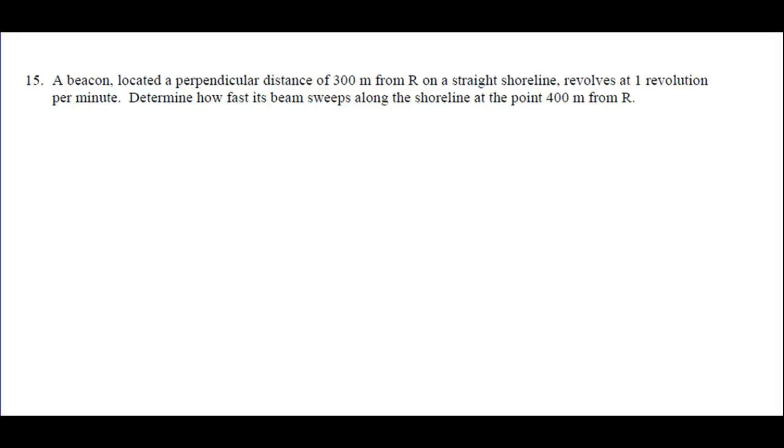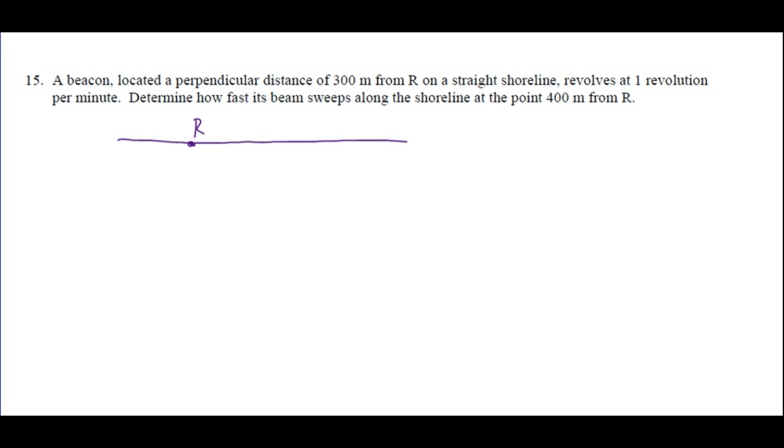A beacon located at a perpendicular distance of 300 meters from R on a straight shoreline revolves at one revolution per minute. Determine how fast its beam sweeps along the shoreline at the point 400 meters from R. So imagine there's some little beacon sitting out at sea a little bit, like 300 meters from the shoreline, and you're at this point R. So here's the shoreline.